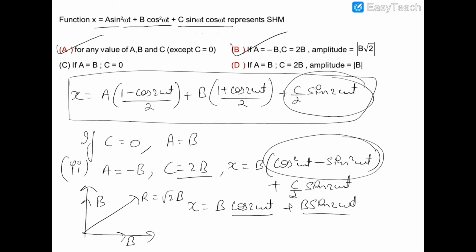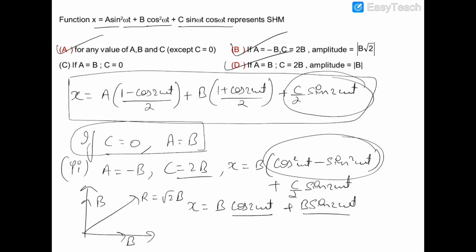Obviously for option number C, we have already discussed that if C is equal to 0 and A is equal to B, then this x would be equal to a square. So in fact this is not an SHM. And if A is equal to B and C is equal to 2B, then this sine square plus cos square would be 1, and you can substitute this value of C in this equation. So this is 2B, so this is B sine 2 omega t. So it would also be an SHM of amplitude B.